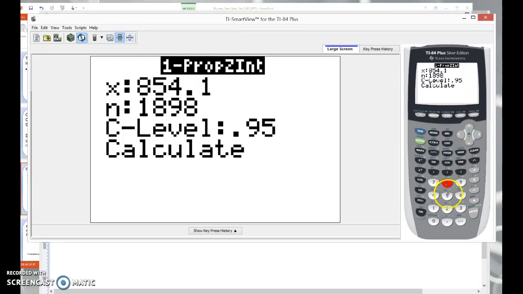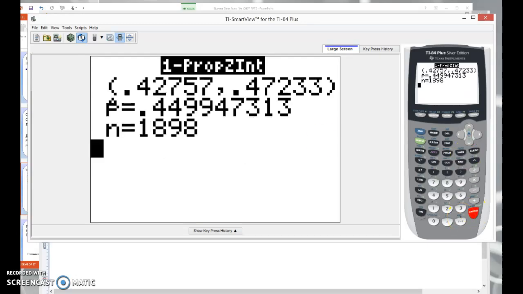So I'm going to do 854. It needs to be a whole number. I think that's part of the reason why our error occurred. So don't put in a negative or a decimal. The C level still, let's see if it likes that better. Much better. So again, I guess the moral of that story is make sure that you know what your X value is, and it does need to be a whole number.